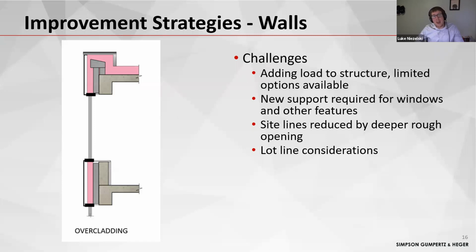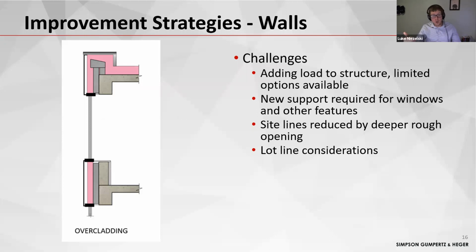Overcladding, though, would add load to your structure, so there are limited lightweight options available that you can implement without having to worry about upgrading your structure. You got to think about the new support required for your windows and other features. Your windows are going to be moving further out in your wall because you want to keep that thermal break aligned with your cavity wall insulation. So you may require new support for the windows.